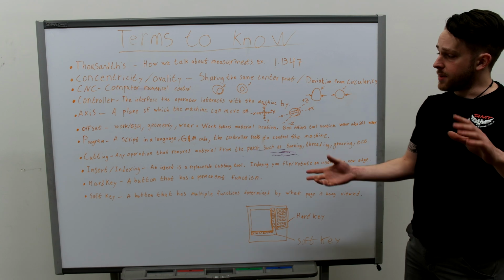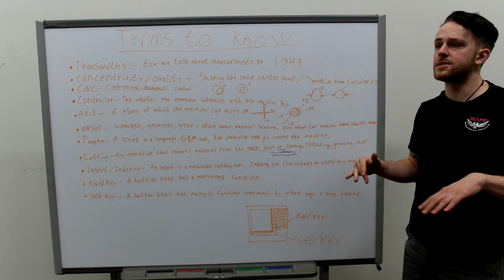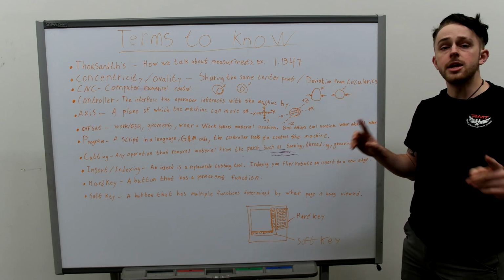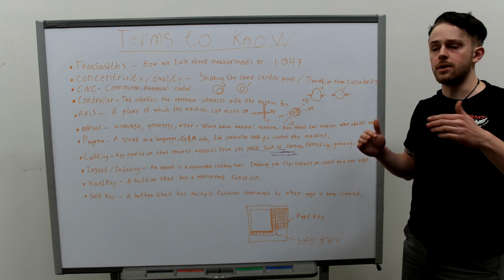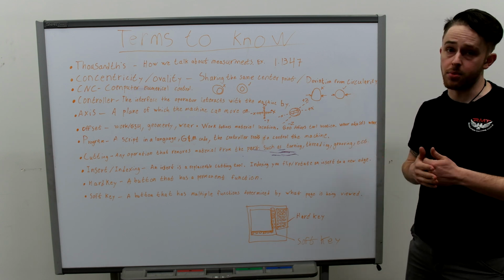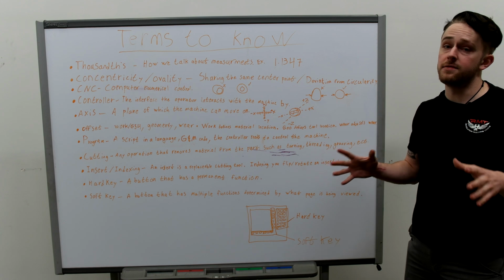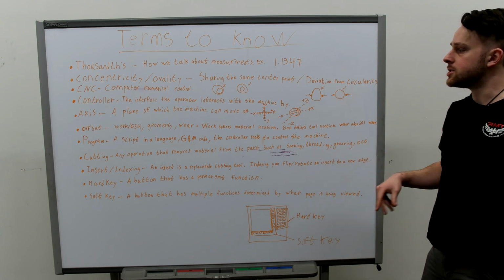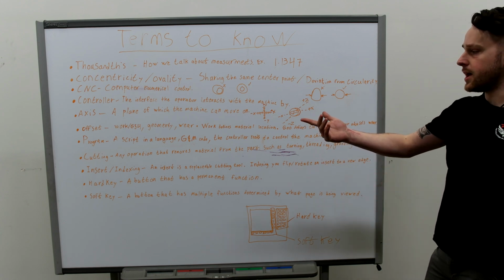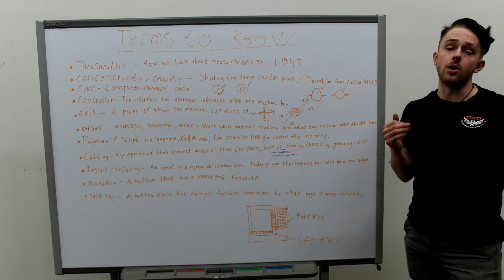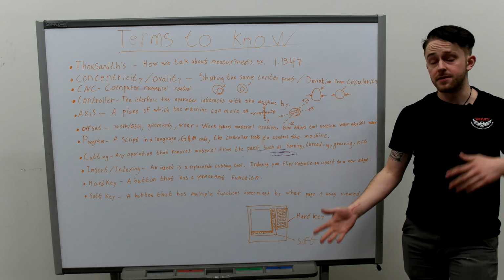Another thing I want to talk about is offsets. So offsets are very important, and knowing which offset you're working with is extremely important and can potentially save you from crashing the machine. So the first type that we have is a work offset. This is also commonly referred to as a G54.